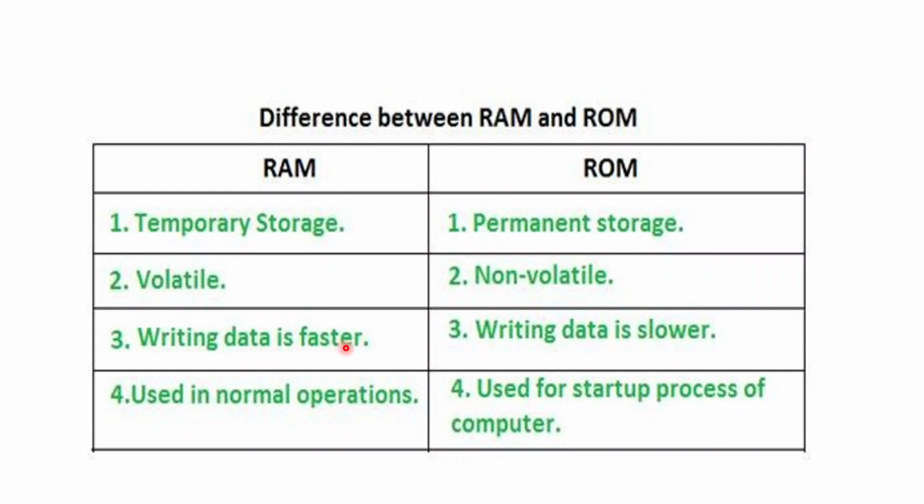Writing data is faster in RAM, and entering the data into the chip is slower in ROM, and RAM is used in normal ALU operations by the CPU. Coming to ROM, it is used for startup processes like bootstrap programming, basic input output program, BIOS programming, and for the operating system, so that memory is stored in read only memory.